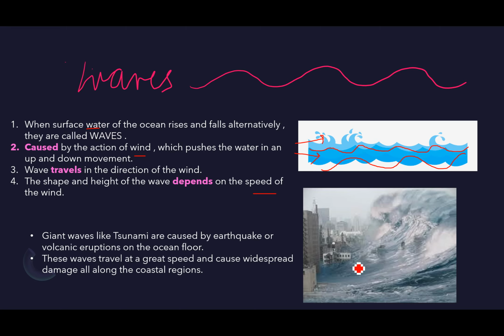Now, if you could see these giant waves like this, these are known as tsunami, right? And they are caused by earthquakes or volcanic eruptions on the ocean floor. Basically, if I take this as an ocean, so this is the ocean floor. So even at the bottom of the ocean there could be some earthquake or volcanic eruption, so that leads to these giant waves called tsunamis. Now these waves travel at a great speed and they cause widespread damage all along the coastal areas.